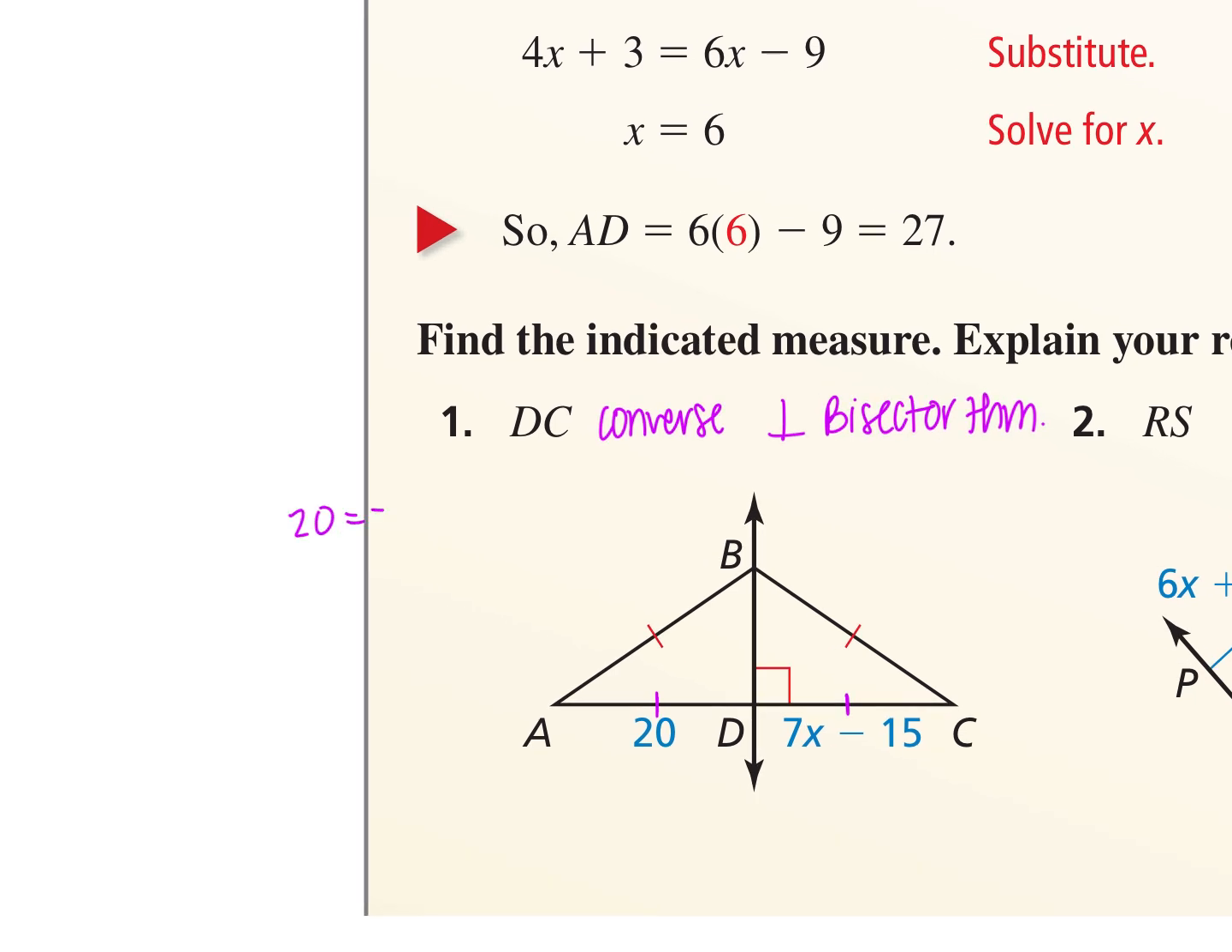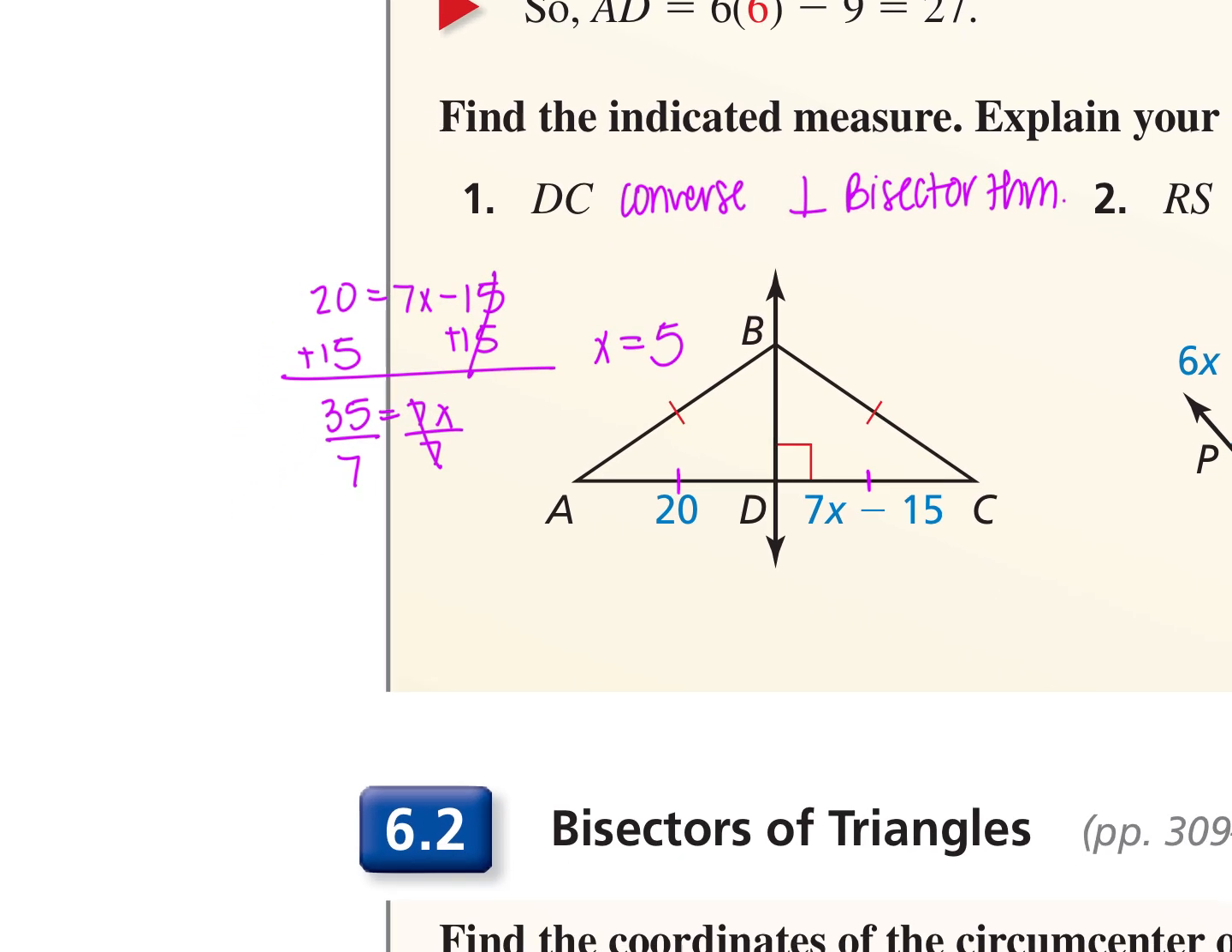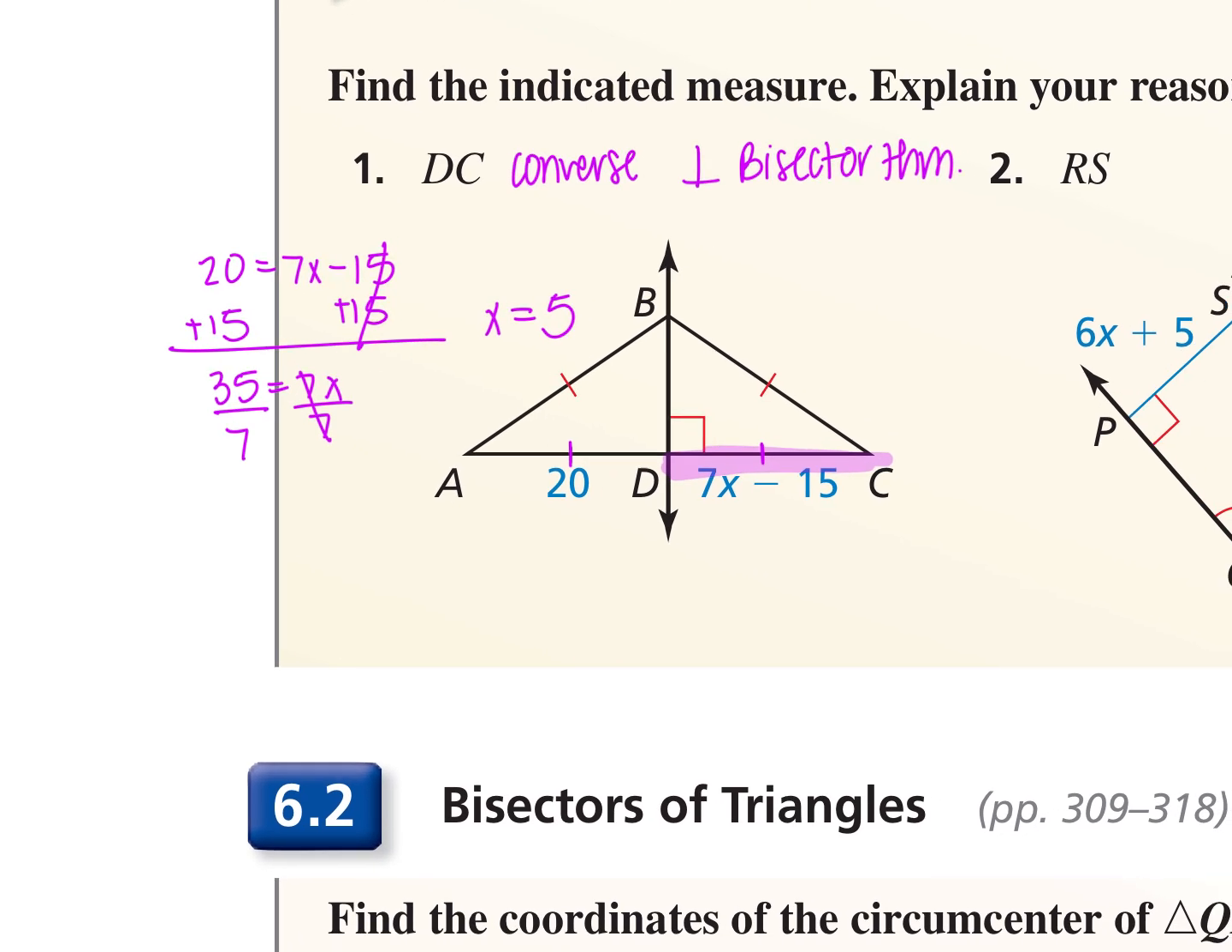All right, now with that, because they are congruent, I'm solving for x. It's 20 equals 7x minus 15. Add 15 to both sides. You're going to get 35 equals 7x. Divide both sides by 7. X equals 5. They're not asking me for x. What they're asking me for is this segment right here. So I need to take that 5 and plug it in. So I'm going to do 7 times 5 minus 15. I'm going to get 35 minus 15, and DC equals 20 as my answer.